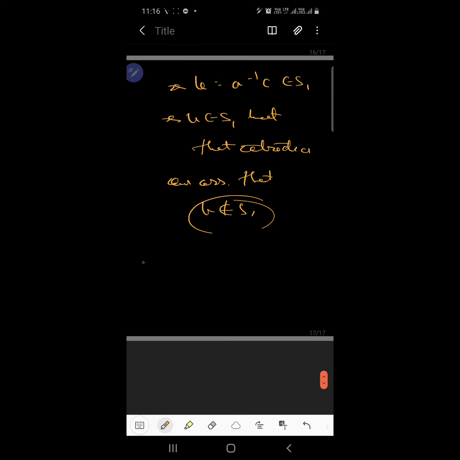Okay. That means either S1 is a proper subset of S2 or S2 is a proper subset of S1. Got it? So one is contained in the other. Only then will S1 union S2 be a subgroup. Got it? So this was the last theorem we had in this portion on subgroups and alternating subgroups.